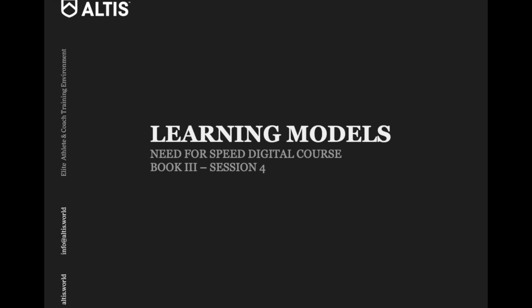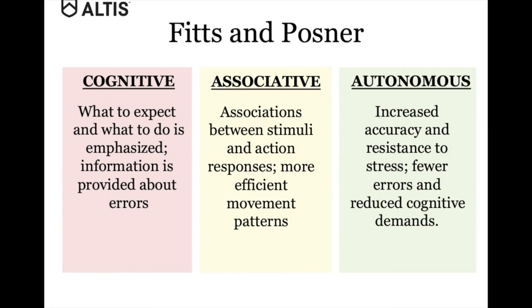Short video to highlight Book 3, Session 4, titled Learning Models. Let's jump right in. First, we have Fitts and Posner, with their stages of cognitive, associative, and autonomous. Through the cognitive stage, we emphasize what to expect and what to do. It's laying the groundwork for education for the athlete populations. As well, information is provided about the errors that will occur.